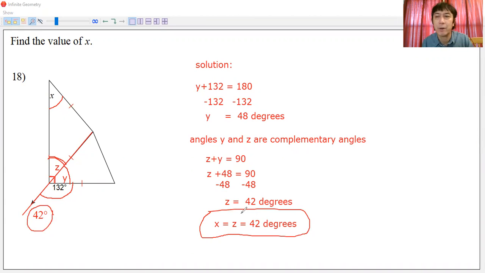That's the answer for number 18, and this is the last problem. So I hope you were able to learn how to solve unknowns involving isosceles triangles. And we'll be solving some problems again using another topic in geometry.